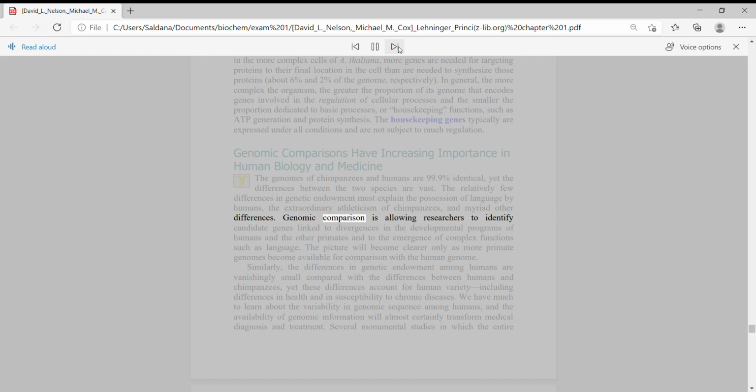Genomic comparison is allowing researchers to identify candidate genes linked to divergences in the developmental programs of humans and the other primates, and to the emergence of complex functions such as language. The picture will become clearer only as more primate genomes become available for comparison with the human genome.